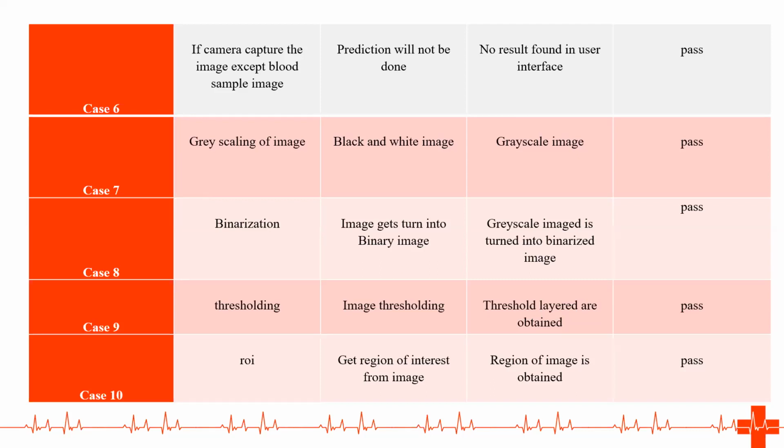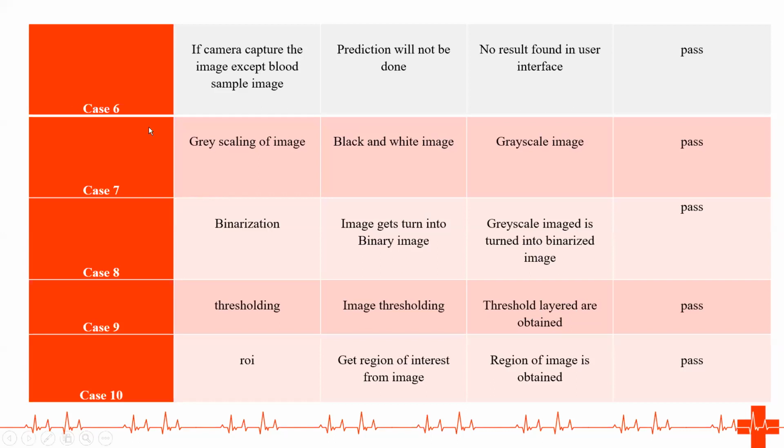Test case 9 is thresholding. Our expected result is to obtain the image that has undergone thresholding. We finally obtain the thresholded image. Next, case 10 is extracting the region of interest. Expected is to get the region of interest from that image. Our actual result is that the region of the image is obtained.